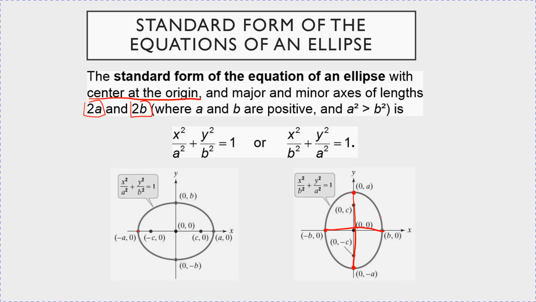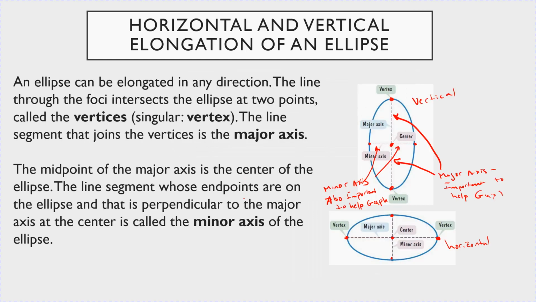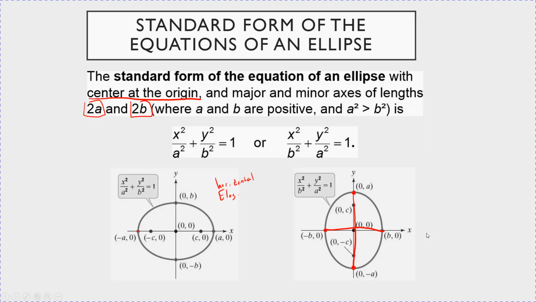And what you're going to notice is that the major axis is defined by this letter a, and the minor axis is defined by this letter b. So a squared is always going to have to be greater than b squared. This is the case where we have this horizontal elongation, right here.